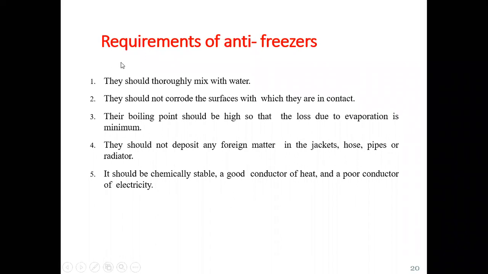Now, what are the requirements of antifreezes? It should mix with the water, so that a homogeneous mixture is formed. It should not corrode the surface of the tubes of the radiator. Its boiling point should be high, meaning its freezing point should be low but its boiling point should be high, so that it can carry the heat. There should not be any foreign matter deposited in the jacket, hose pipes, and radiator.